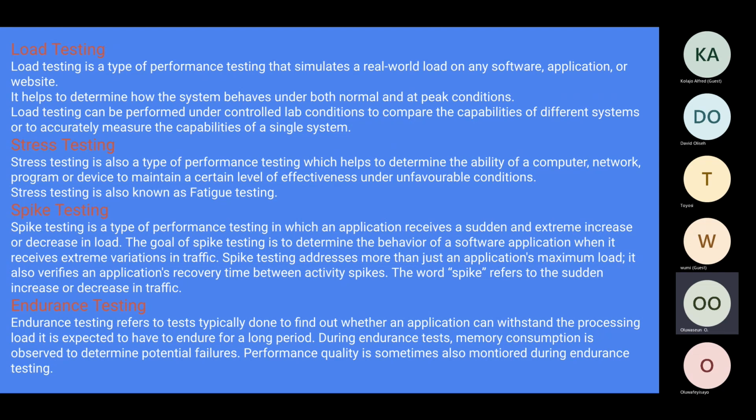The goal of spike testing is to determine the behavior of a software application when it receives extreme variations in traffic. I think the people that tend to experience this more are the Amazons, maybe on a Black Friday, or maybe Jumia, some of these websites where they sell and deliver, especially during Black Fridays. When there's a massive need for the usage of the application, there's always a spike. These are where spike tests come in.